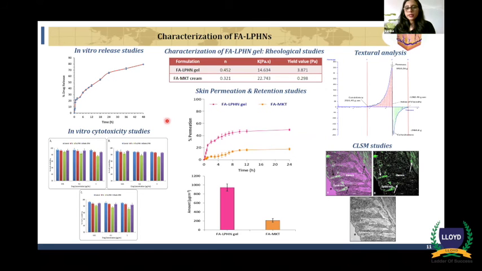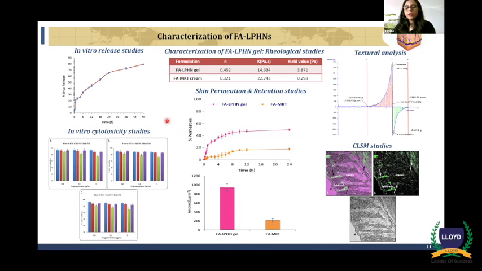Again, permeation as well as retention studies, coming on to the ex vivo part. This was the major crux where we really wanted to find out if there was any difference compared to the marketed formulation. This kind of study was performed in the Franz diffusion cell using male Wistar rat skin. You have a donor compartment and a receptor compartment, and you apply the formulation on the donor compartment, taking out samples from the receptor compartment at different time intervals. The lab developed formulation performed better as compared to the marketed one.